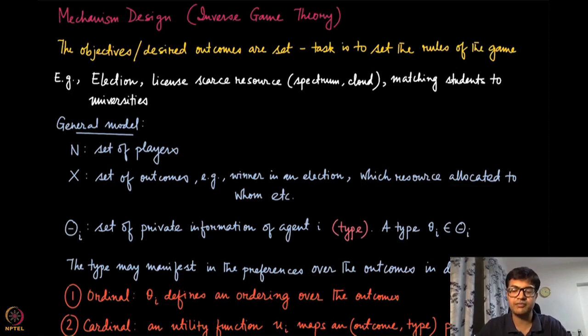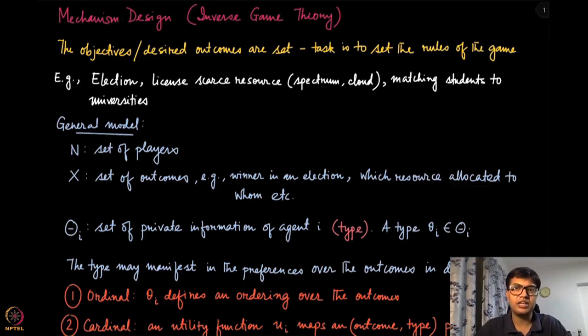So the whole point of telling this story is that there are certain mechanisms which are not committing to their rules, and there are certain mechanisms which commit to their rules, and therefore can be applied every time. And that is the kind of mechanism that we are going to discuss in this course. To summarize the idea of mechanism design, the objectives or the desired outcomes are already set, and the task is to set the rules of the game.